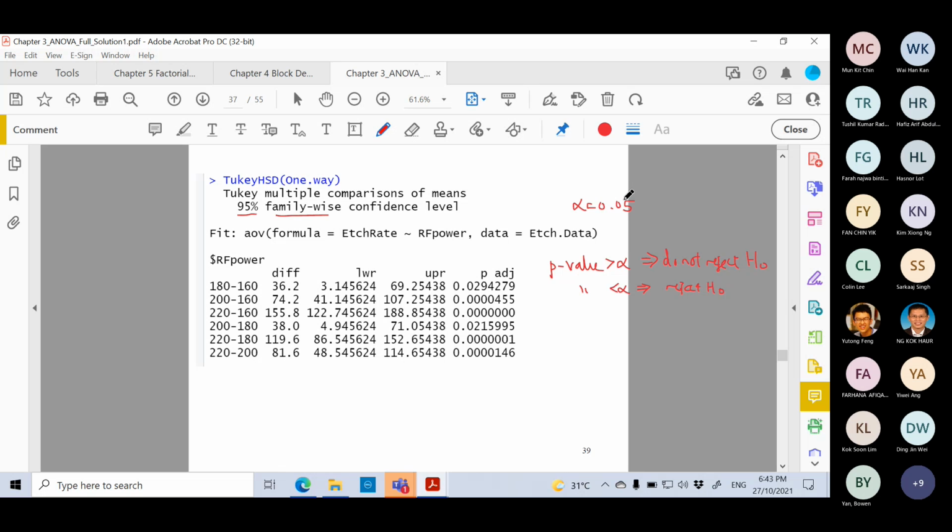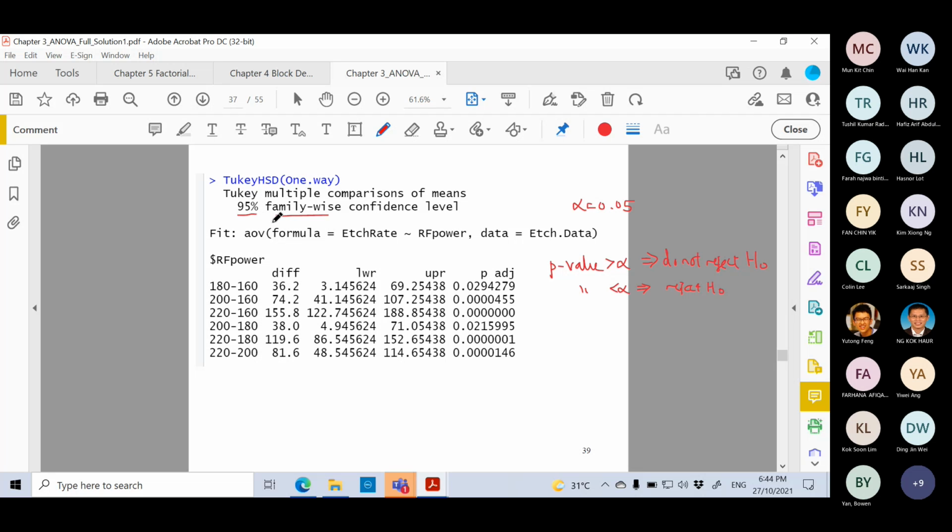Okay. But of course, if you set your alpha equal to 1%, then the p-value will be larger, so in that case there is no significance between 180 and 160. So it depends on you, how accurate you want your test to be. If the alpha is 1%, you will be 99% confident that your result is sure. If you allow 5%, then you only have 95% confidence.